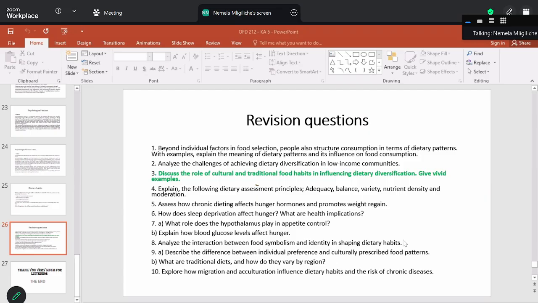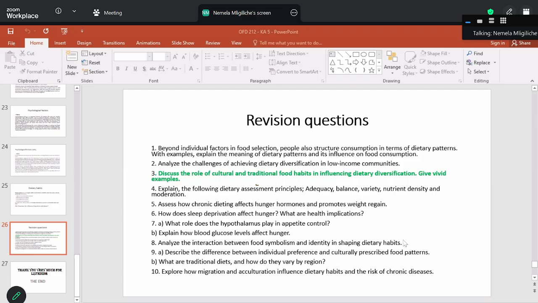So now let's look at the role of these cultural and traditional food habits in dietary diversification. You can look at how culture can promote dietary diversity in a positive way. Many traditional diets are naturally diverse and evolve around locally available food. For example, in Tanzania we tend to eat a staple food like ugali together with mchicha, vegetables, and protein. So ugali is something to eat with. Here we are already diversified.